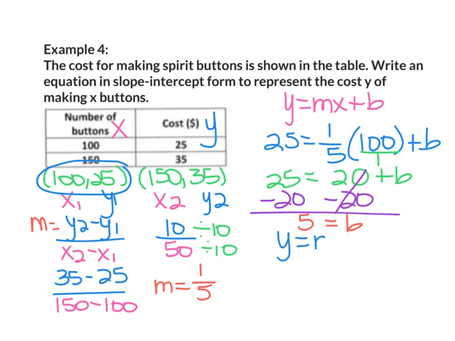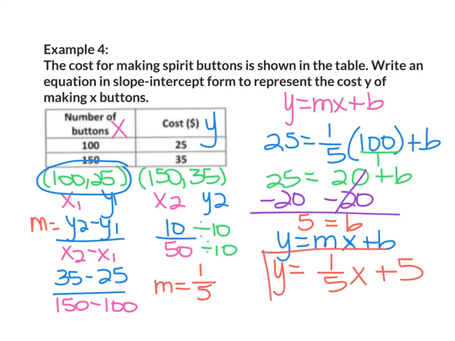Now I need my equation in slope-intercept form. y equals mx plus b. So all I have to do is replace my slope and my y-intercept. So y equals m is 1/5. Bring down x, and b is positive 5. So that means my equation in slope-intercept form is y equals 1/5 x plus 5.